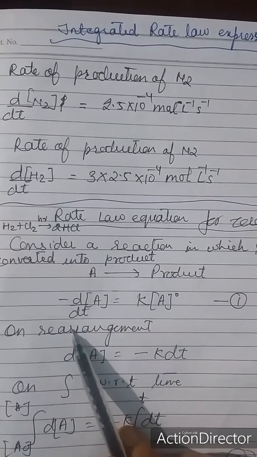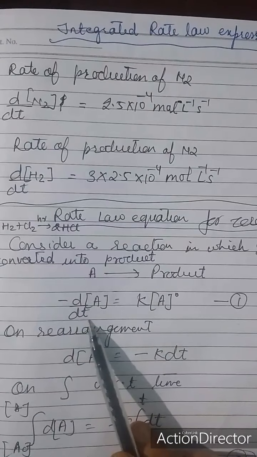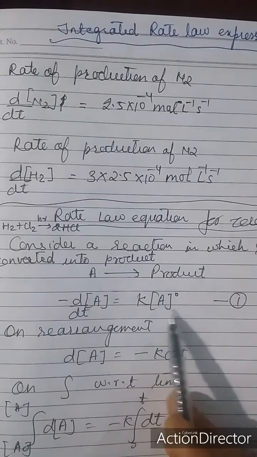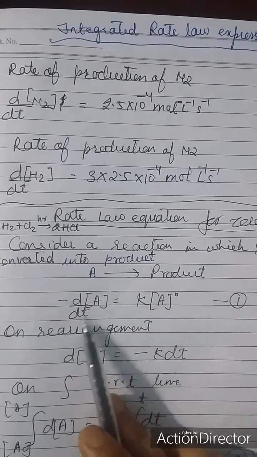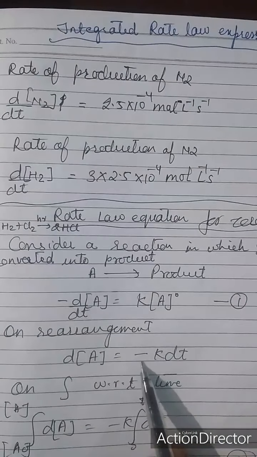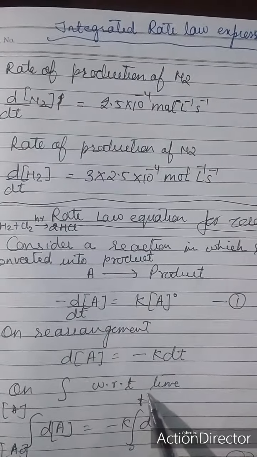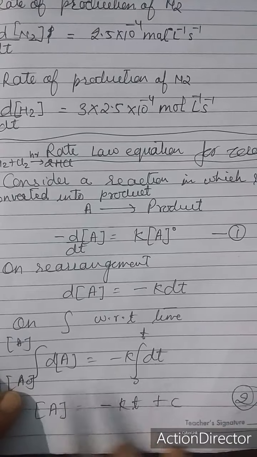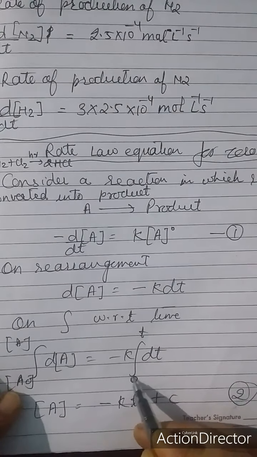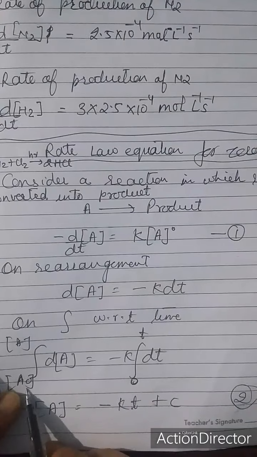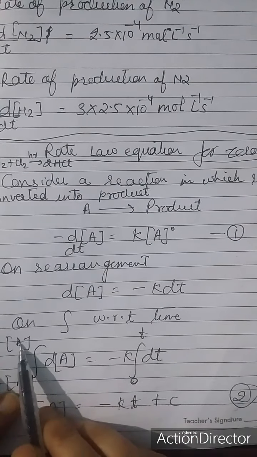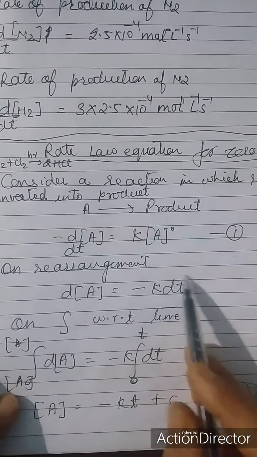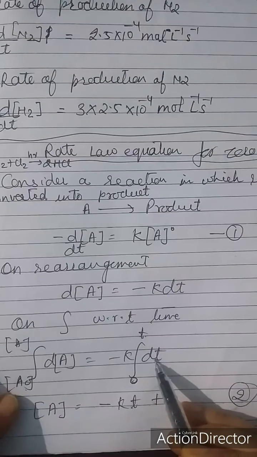Now we will do the rearrangement such that the concentration terms come one side. So it will be dA, and this [A]^0 we can neglect. So dt will go that side and the negative sign will go that side, so it will be minus k dt. Now we will integrate it with respect to time. When time is 0, we are taking the concentration as A0. When time is t, we are taking the concentration as A. So integrating dA is equal to minus k and integration of dt.